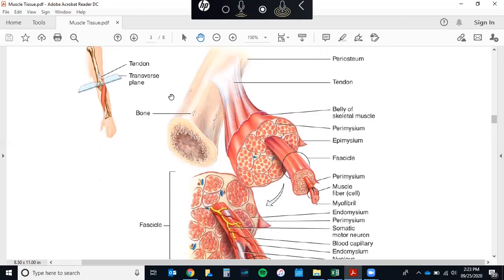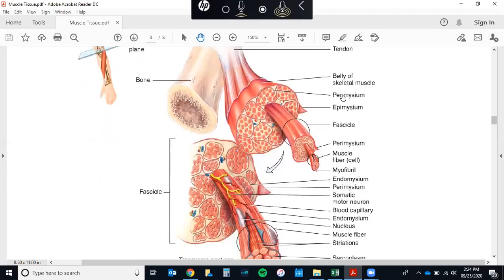Okay, going through, I do want you to highlight some stuff in this two-part picture. So I'll just go down from the top here and tell you what to highlight. I'll start with the tendon. Highlight that. So anything I say, highlight.